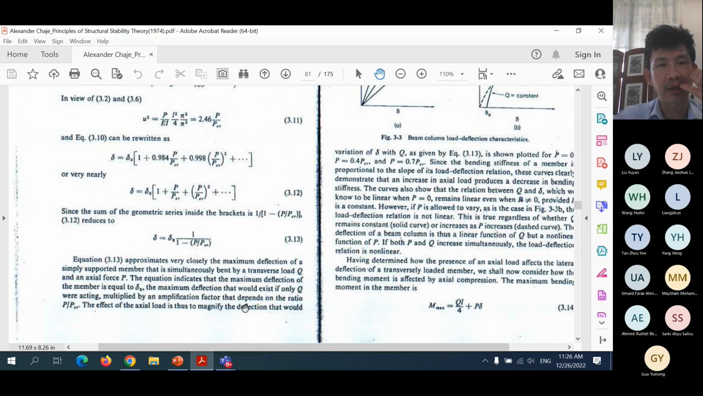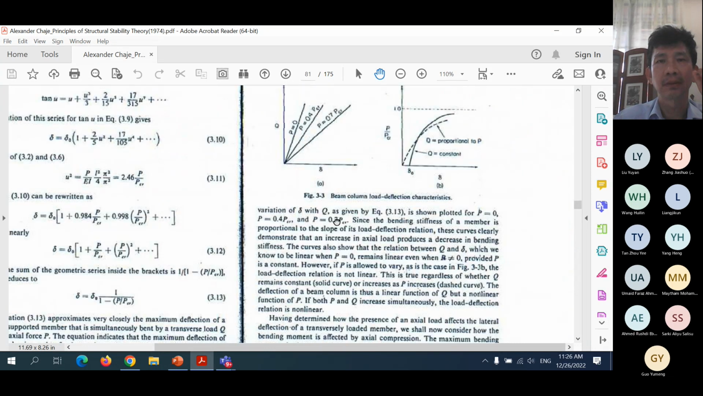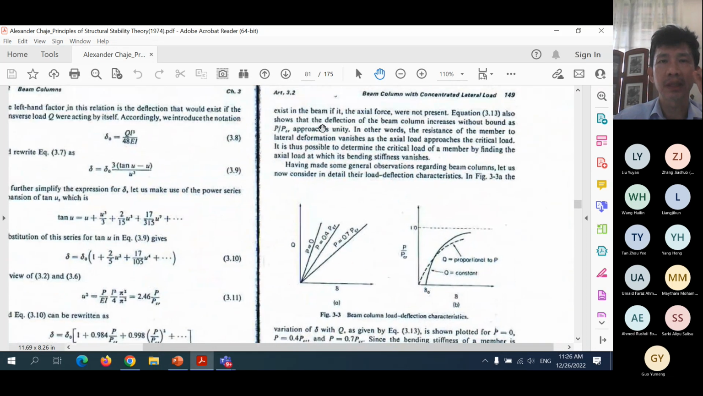So from this equation, class, the effect of axial load is to magnify the deflections that would exist in the beam if the axial force were not present, which is delta zero. So P will magnify delta zero. Magnify means the actual delta, the maximum delta in the beam column, will be larger than the deflection of a beam.